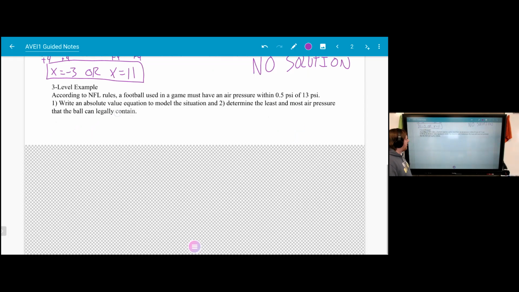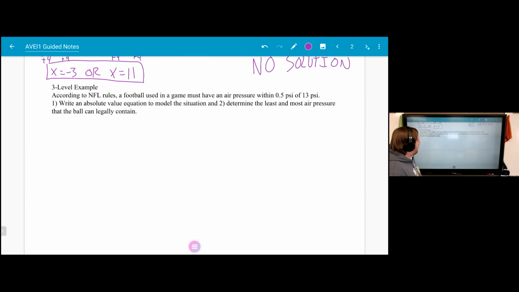According to NFL rules, a football used in a game must have an air pressure within half PSI of 13 PSI. Tom Brady. Write an absolute value equation to model the situation and determine the least and most air pressure that the ball can legally contain. Tom Brady. All right. So let's do this thing.